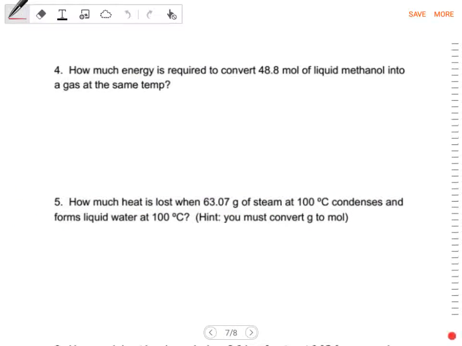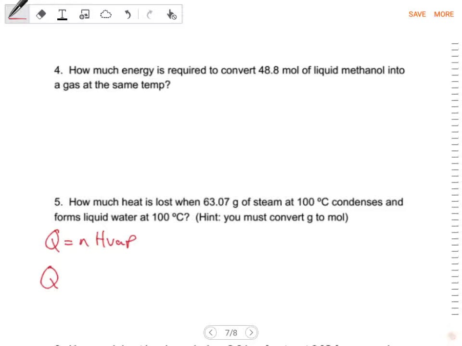Okay, you can see how this goes on and on. Let's see here. I should get rid of that line. How much heat is lost when 63.07 grams of steam condenses? Okay, so this is a little bit of a different question. Steam condenses and forms a liquid, so that's going to be Q equals nΔH vaporization. The problem here is we don't have our moles.